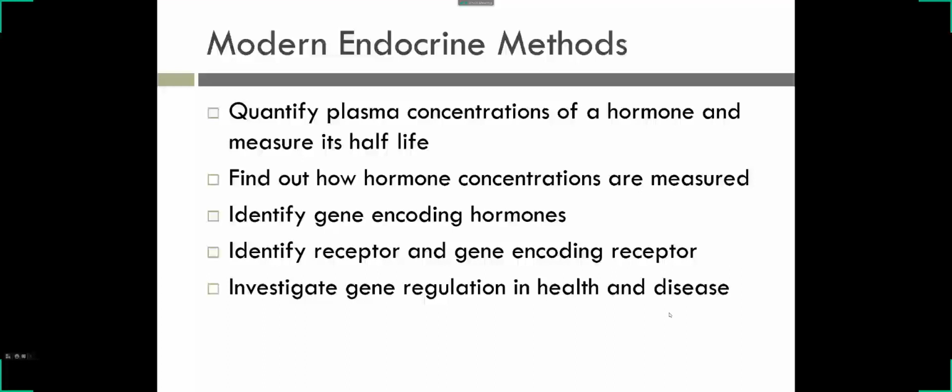Now, in terms of measuring hormone levels these days, typically we isolate plasma and then we quantify plasma concentrations of a hormone and measure its half-life. This allows us to find out how the hormone concentrations are measured. It can help identify genes encoding hormones, and it can help us identify receptors and genes encoding receptors. And eventually, we can investigate gene regulation in health and disease.